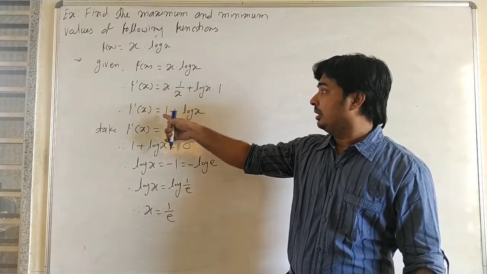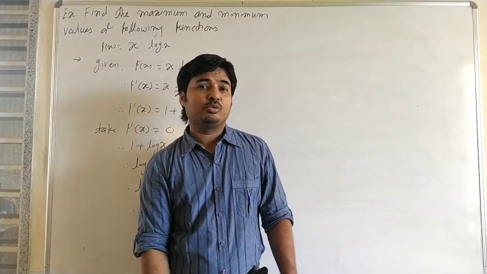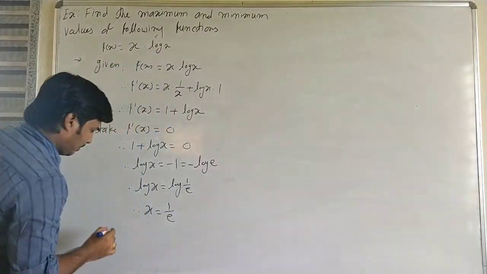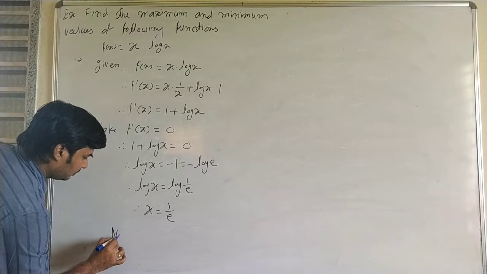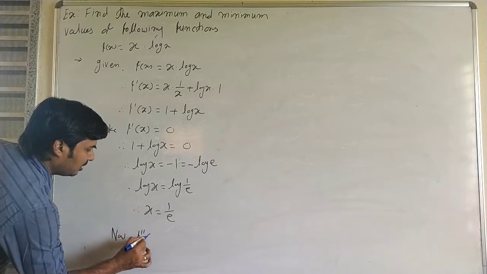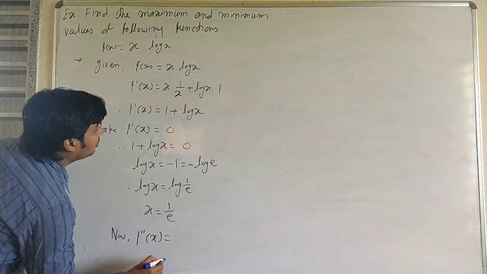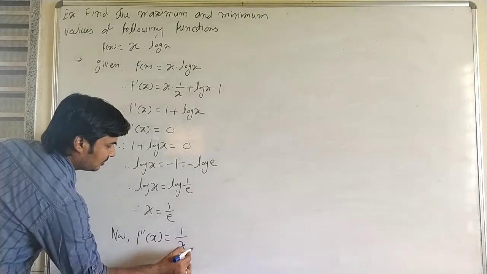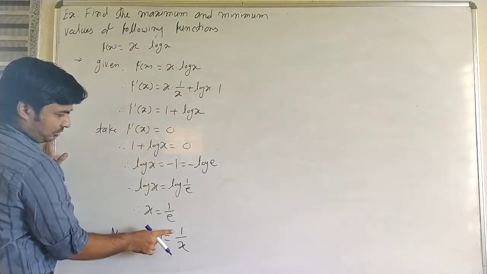Then find f double dash. Here is f dash of x, then we find f double dash. Now f double dash of x is 1 by x. The derivative of 1 is 0, and the derivative of log x is 1 by x.